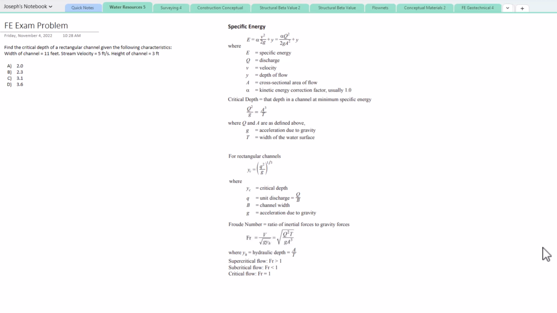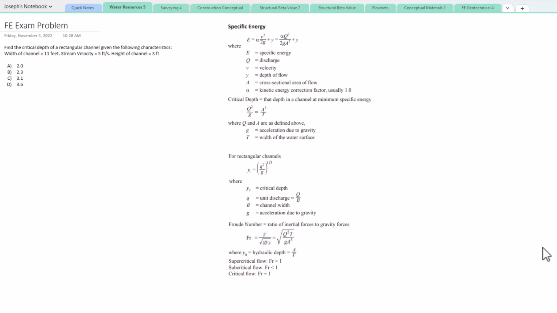Anyways, let's take a look at this problem here. Find the critical depth of a rectangular channel given the following characteristics: a width of 11 feet, a stream velocity of 5 feet per second, and the height of this channel is 3 feet. So we're going to need to find the critical depth, and the critical depth is defined as the depth in a channel at some sort of minimum specific energy. And we'll have additional problems on specific energy, but for right now, we're just going to find the critical depth.